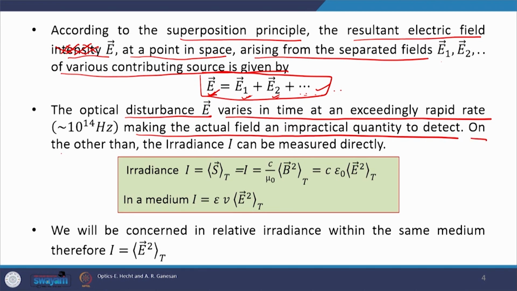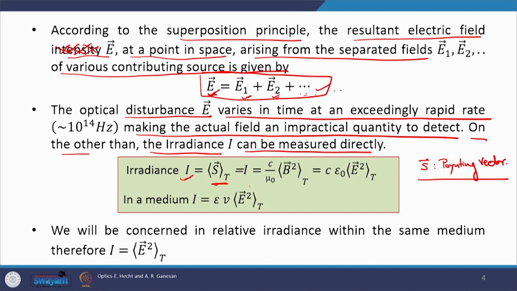What is easier is to detect the intensity. Therefore, the irradiance or intensity is measured directly. People may ask what irradiance is. It is nothing but a synonym of intensity, and it is defined as the time averaged Poynting vector. This S is the Poynting vector, which people study in electromagnetic theory. If you take the time average of the Poynting vector, we get the irradiance or intensity.